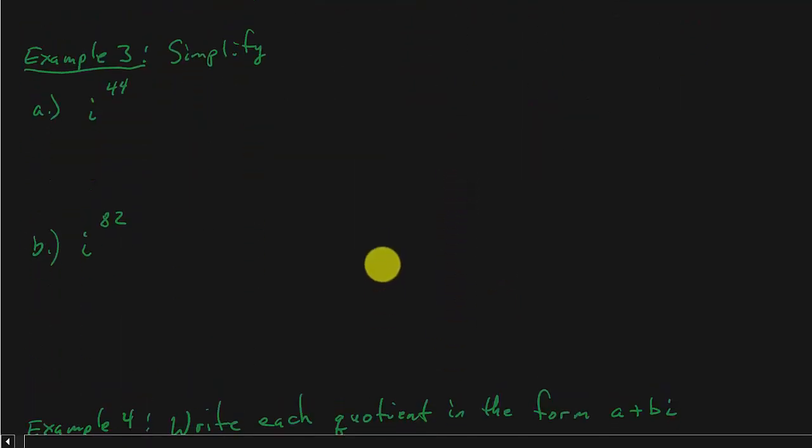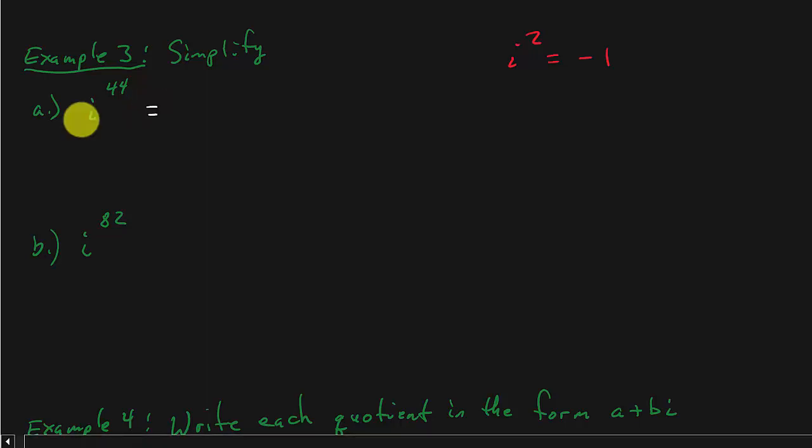All right, now here we want to simplify. So we've got i raised to the 44. Now, this i to the 44, what does that equal? Well, let's write down what we do know. We know that i squared is equal to -1, right? We know that.